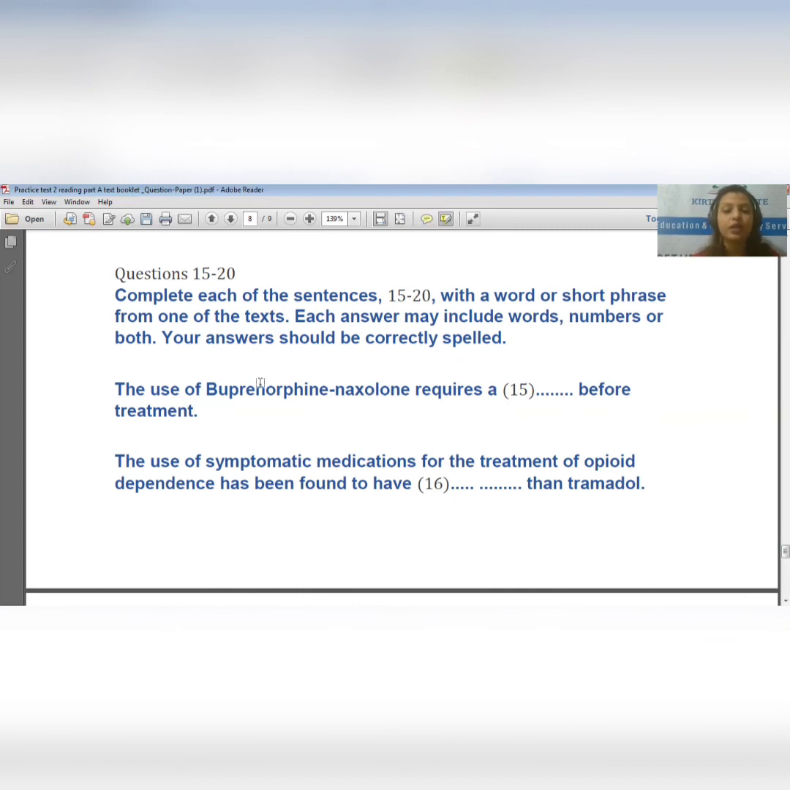So here the keyword is: the use of buprenorphine naloxone requires a dash before treatment. Here they're asking something directly about the medication, and we skimmed medications in text C. But what is my question asking? I will go through this medication, buprenorphine naloxone, but where should I look in that row? Here they have written requires a dash. So it requires what? What is the requirement of buprenorphine that I need to check? So let us see.